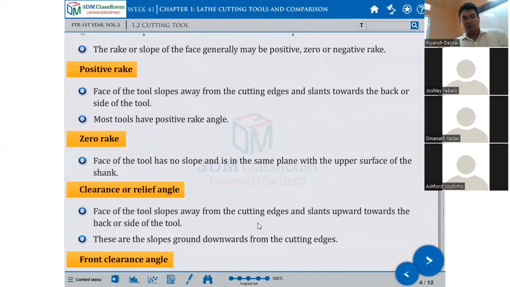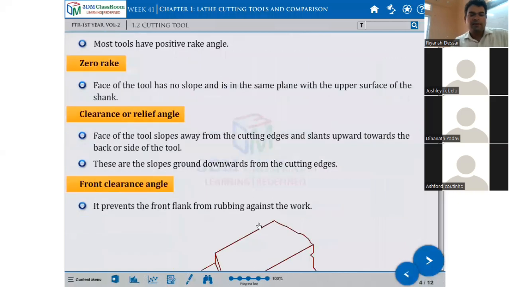Zero rake face of the tool has no slope and is in the same plane with the upper surface of the shank. Clearance relief angle, the face of the tool slopes away from the cutting edge and slants upward towards the back or side of the tool. These are the slopes down from the cutting edge.